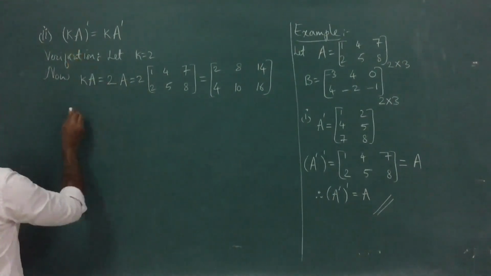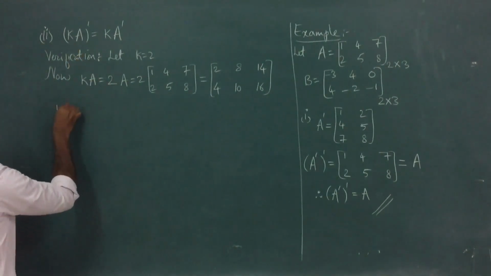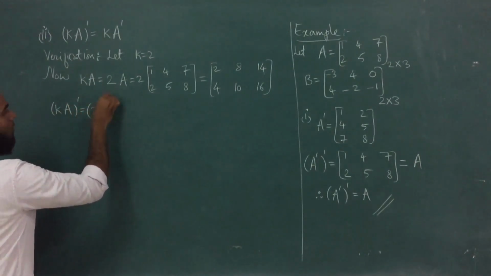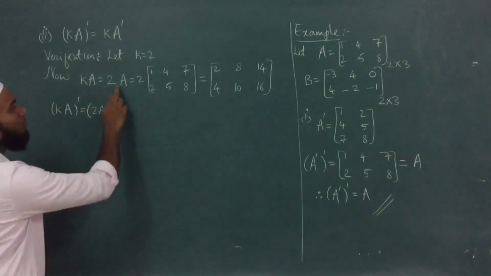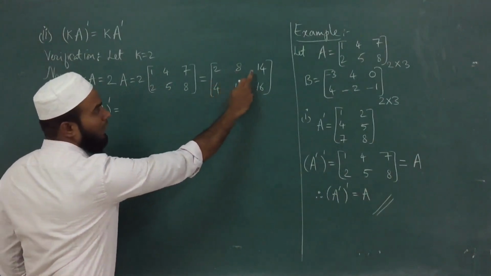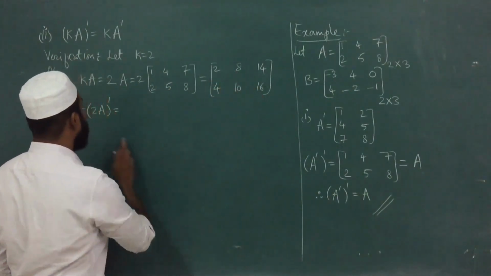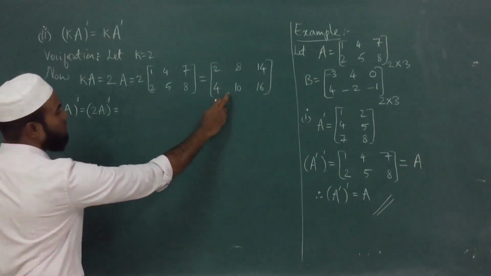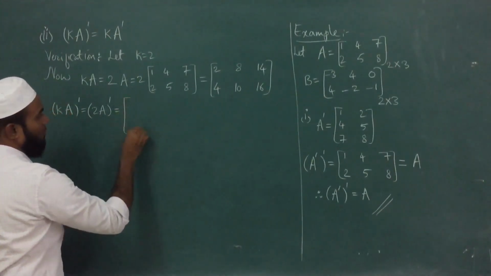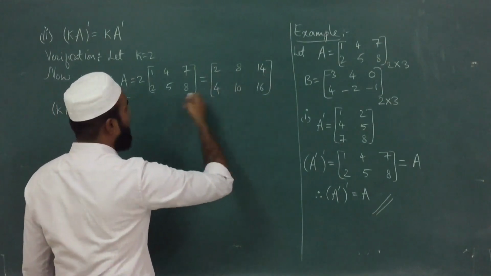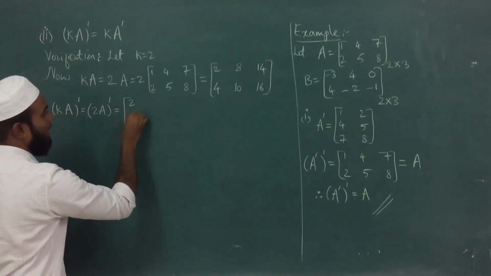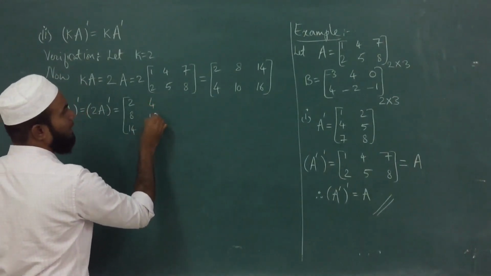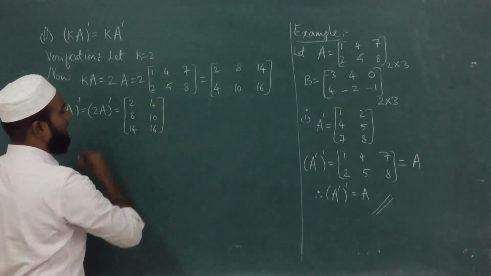Now let us find KA whole transpose, which is nothing but 2A whole transpose. 2A is this matrix: 2, 8, 14, 4, 10, 16. We have to find the transpose of this matrix. What will we get? This row will become column, that is 2, 8 and 14. Next 4, 10 and 16, right?